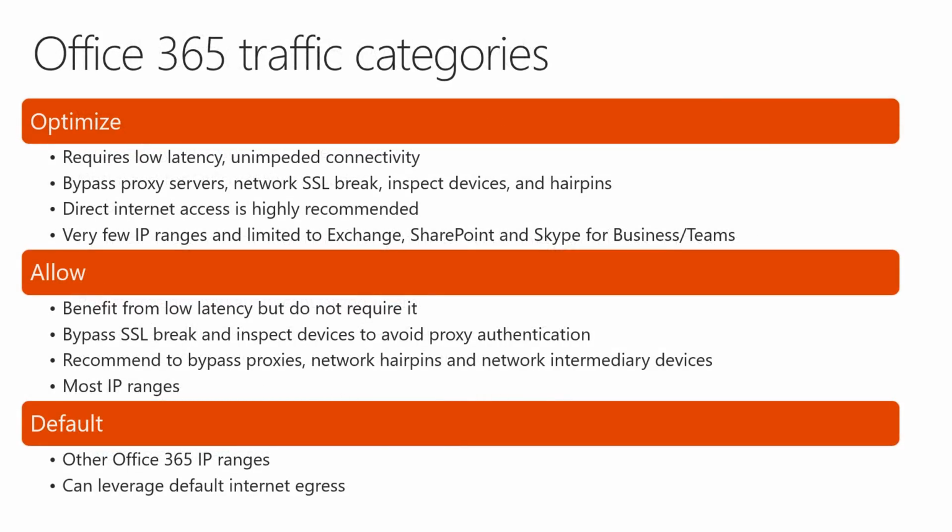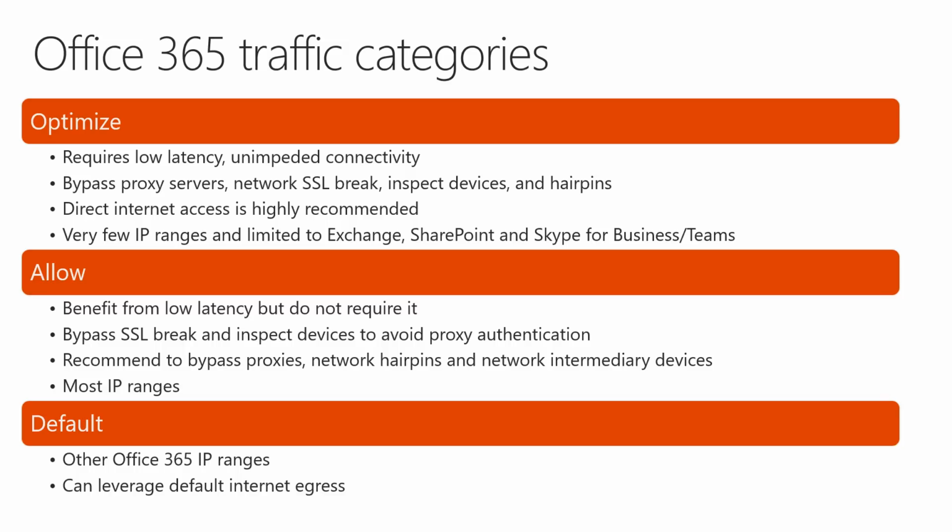So let's talk about these Office 365 categories. There are three categories. They are called Optimize, Allow, and Default. If you go to our website where we list all the IP and port requirements, for each of the entries there, you will see what kind of category it is.